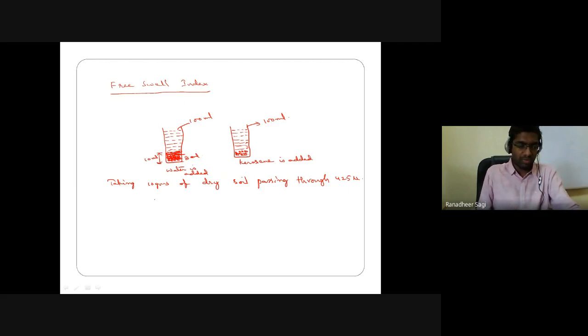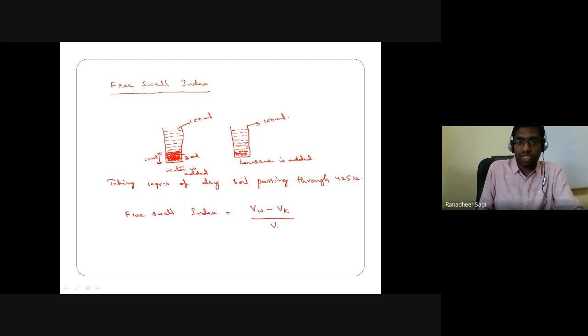So now ultimately what we are trying to find out is what is called the free swell index. How are we going to find this free swell index? FSI is something I can write. It is defined as the ratio of the volume of soil placed in water minus the volume of soil placed in kerosene, divided by the volume of soil placed in kerosene, times 100.